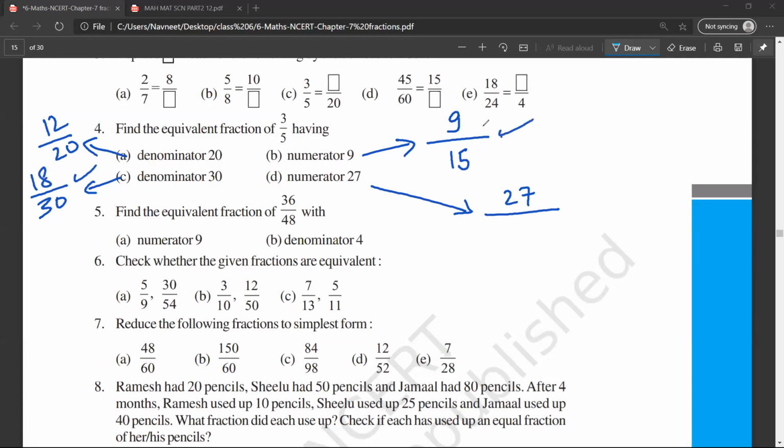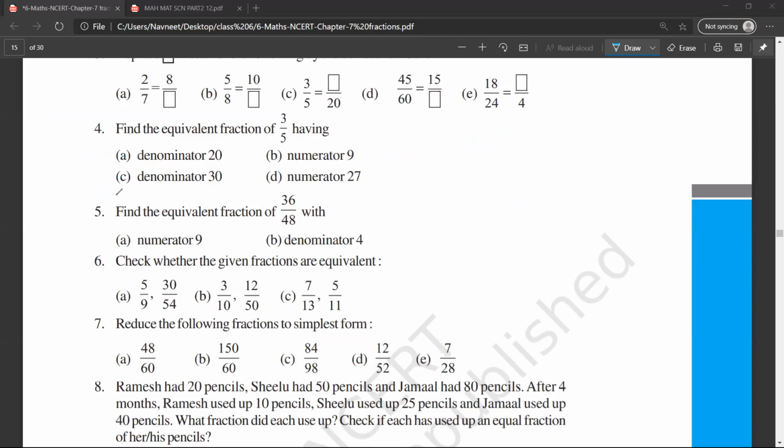Have you understood this? 9 by 15? Yes, sir. Okay. What should be the answer for this? D part? 27/45. 3 9s are 27, 9 5s are 45. Perfect. Question 5th.